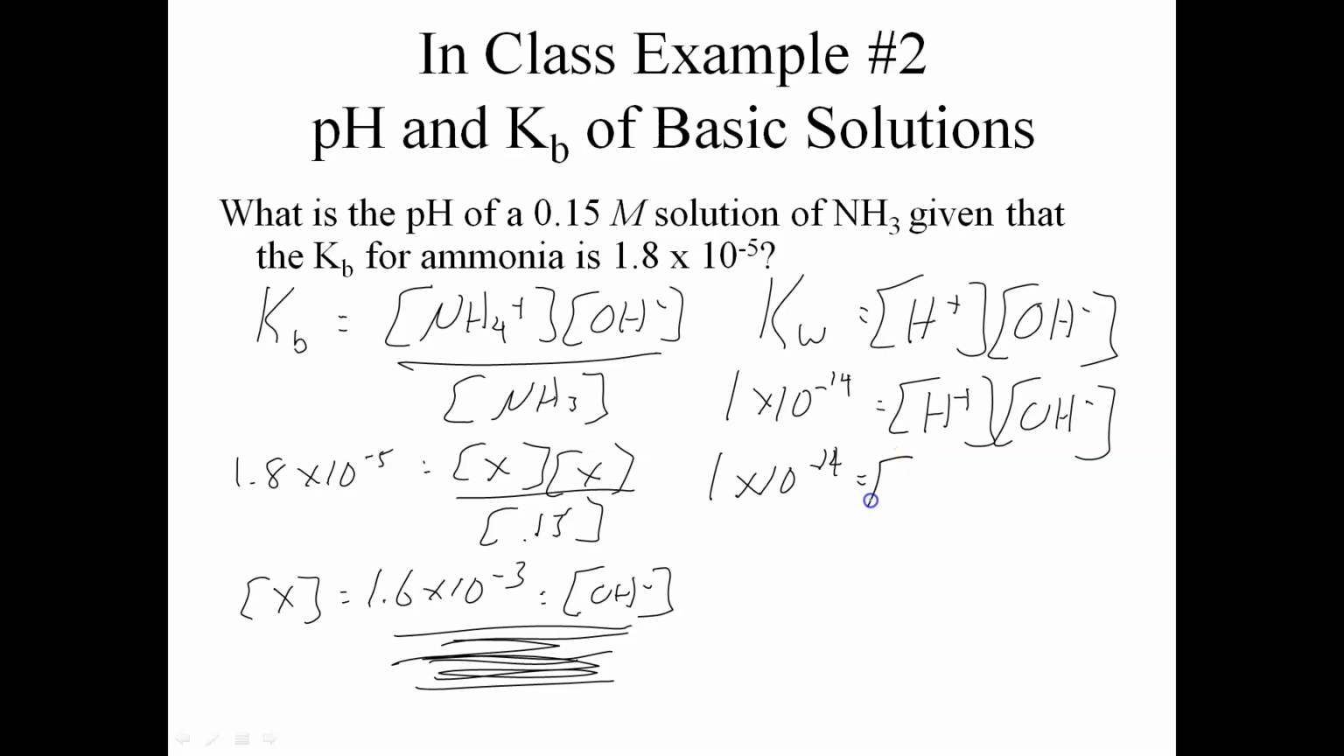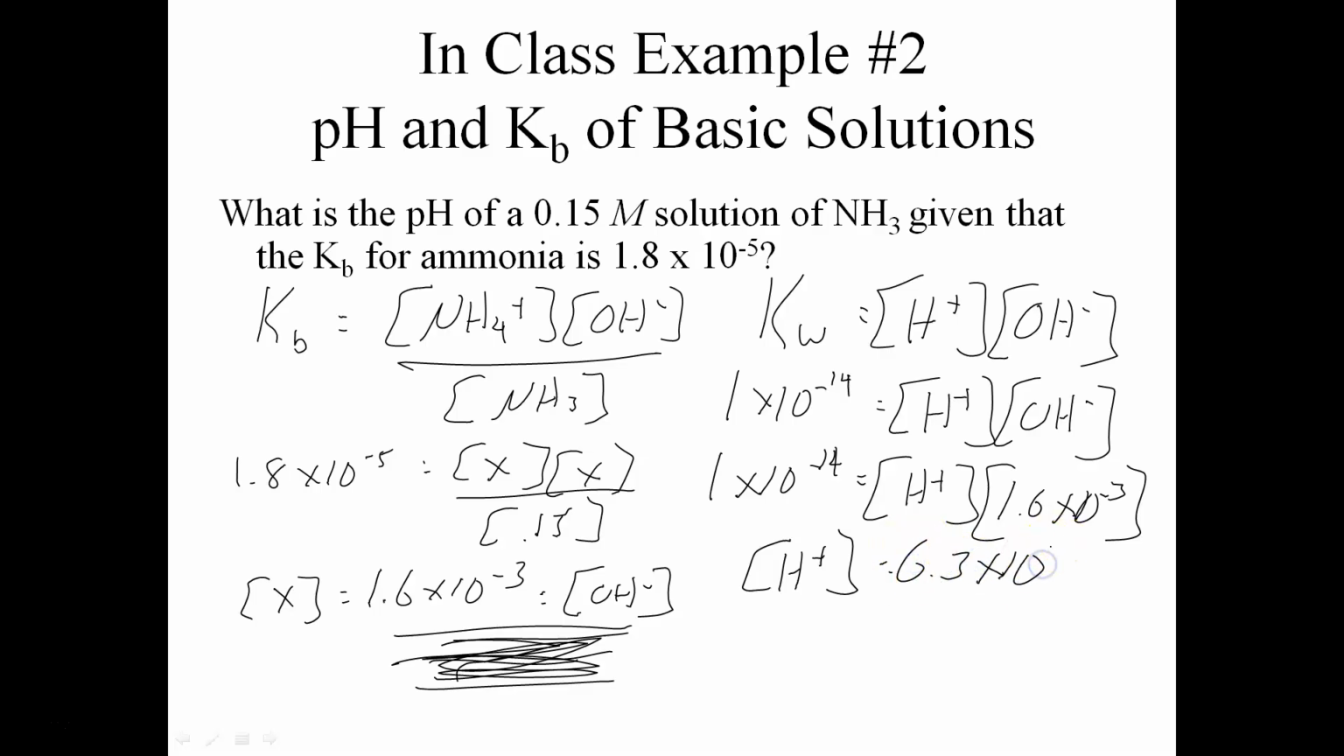1 times 10 to the negative 14th is your hydrogen concentration times your hydroxide concentration, which we have right here. Solve for H. Simple algebra gives us 6.3 times 10 to the negative 12th for the hydrogen ion concentration. Then just do pH. pH is the negative log of the hydrogen concentration, which is negative log of 6.3 times 10 to the negative 12th. If you plug it into your calculator, you get 11.2. Same answer as we just had.